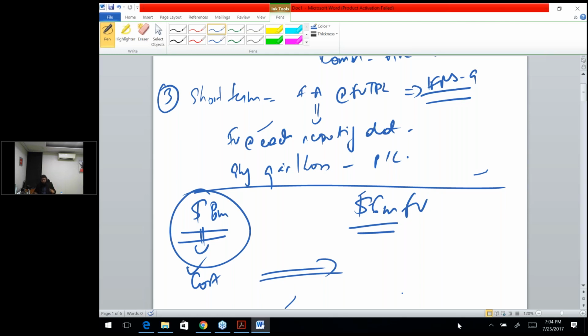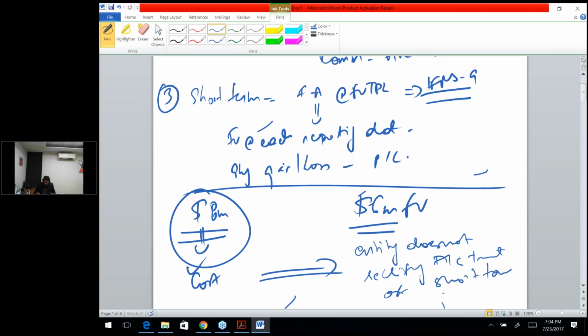Now, the audit risk is going to be the entity does not rectify the accounting treatment of short-term investments. The entity does not rectify the accounting for the short-term investments.